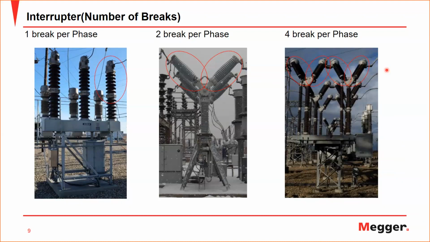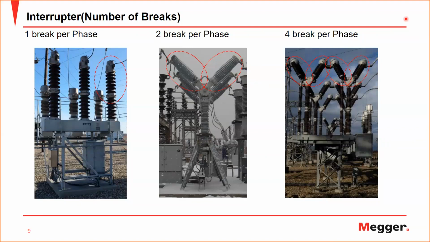Usually this will be available in live tank circuit breakers. In GIS systems or dead tank circuit breakers, multiple breaks also exist, but from a testing point of view, you will not have access to test each break individually. Usually they are all in gas, for example in a GIS system, so you cannot really access them. Your circuit breaker might have them, but you can only access all the breaks at one time.